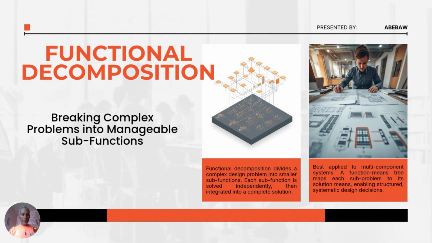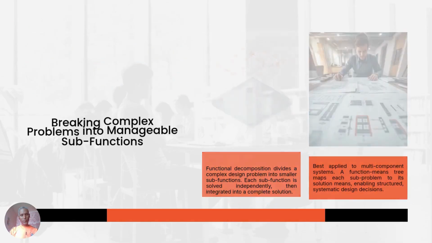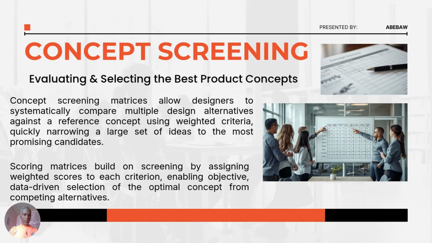When you see functional decomposition, another name most likely function means tree, it's a method of breaking a complex problem into manageable sub-functions. It's best applied to multi-component systems. A function means tree maps each sub-problem to its solution means, enabling structured system design decisions. Of course, here there are 3 categories: the global function, the principal functions, and the elementary functions. So by decomposing or breaking those complexities into sub-parts, we can generate and design the products.